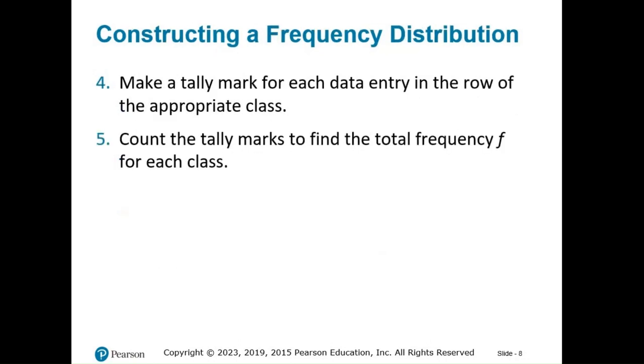Of course, the next step is to find the rest of the upper limits by adding the class width to the first upper limit. Then make a tally mark for each data entry in the row of the appropriate class. Finally, count the tally marks to find the total frequency F for each class. It's pretty easy once you've practiced it, so let's try an example.